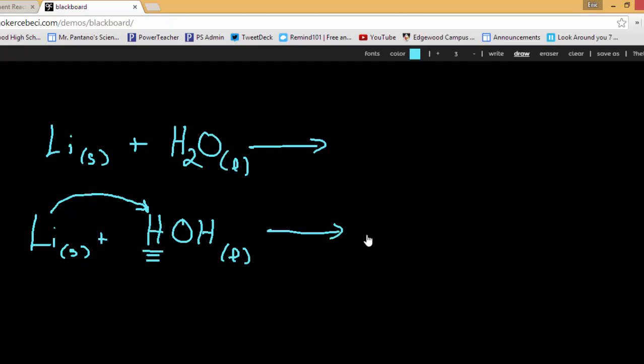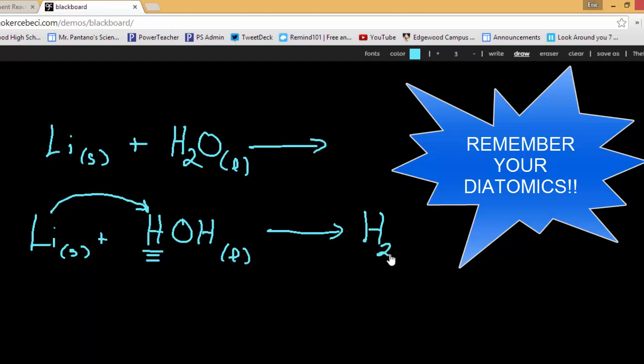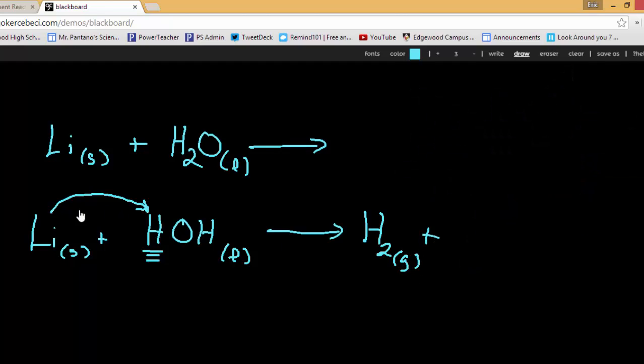Now hydrogen is going to come out of this reaction. And hydrogen, when it's by itself, is always H2. That's hydrogen gas. The lithium now is going to be in a compound with the rest of this molecule, the hydroxide ion, OH minus, LiOH. This is an ionic compound because it contains the metal lithium.